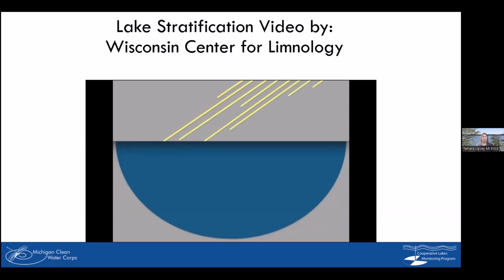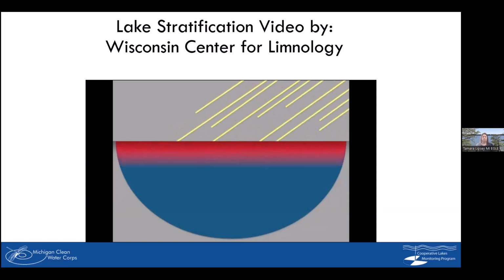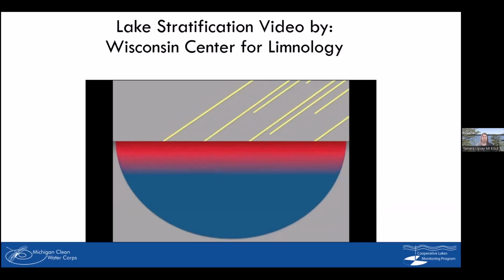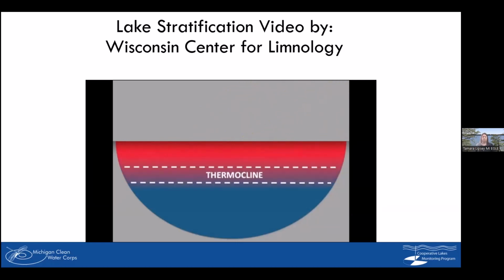As sunlight enters a lake, it warms the surface water, making it less dense and lighter. As the surface water begins to float on the cold water below, a transition zone forms where it changes from warm to cold very quickly. We call that the thermocline.